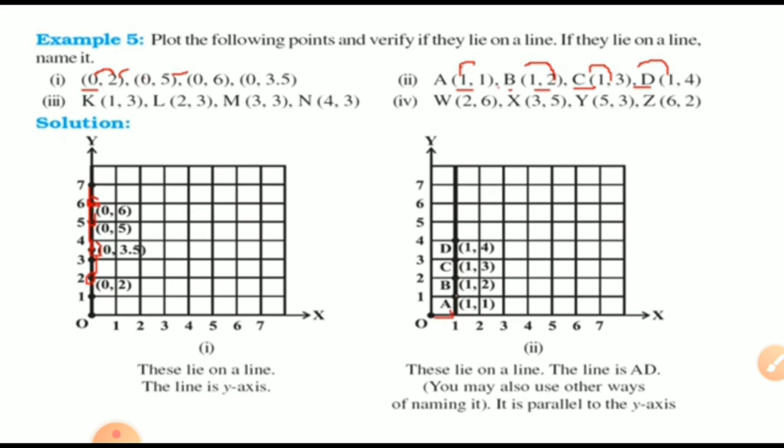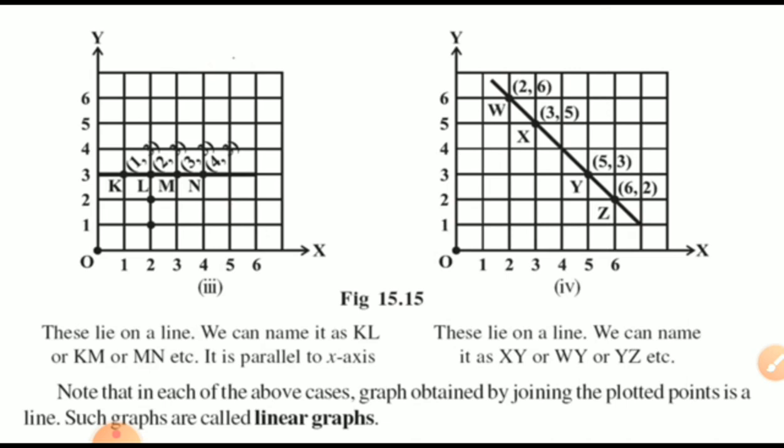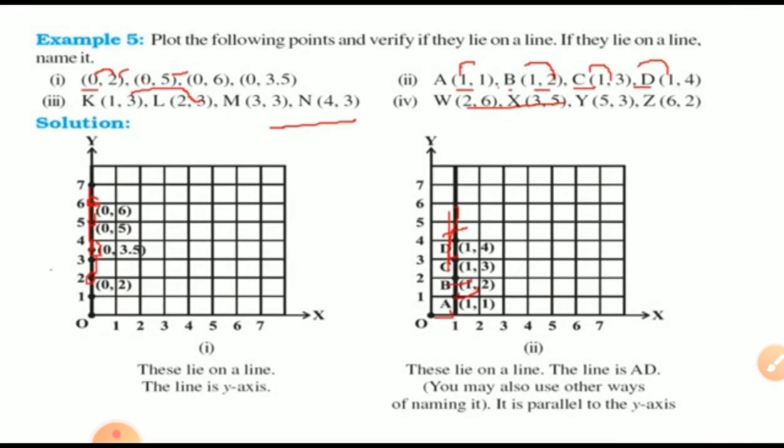In the second picture you can see the line A to D is parallel to the y-axis. In the first one, all the points lie on the y-axis because the x-coordinate is 0. Now the third one and the fourth one. Can you see the third one? The line lies this way. Third question, K, L, M, N: both the numbers are the same.